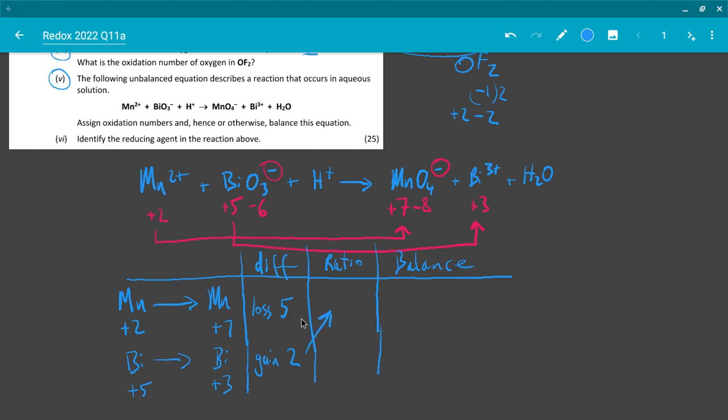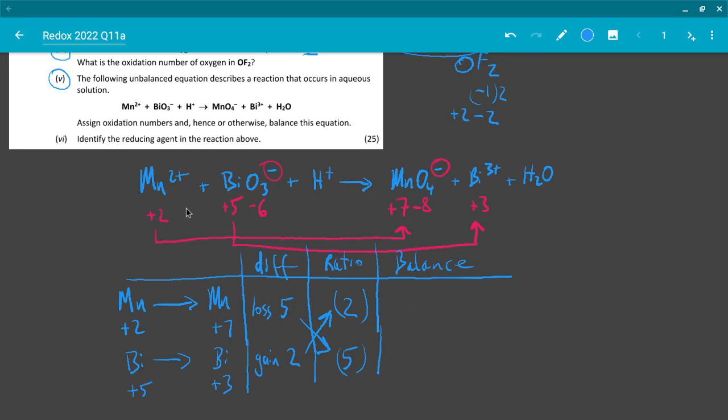Now we cross multiply to get the ratio. And the reason why we do that is to keep a neutral budget. If we're losing 5, then 5 must be gained. So this ratio isn't a 1-to-1 because 1 atom of manganese is losing 5, whereas 1 atom of bismuth is gaining 2. So we need to get a factor to multiply it by, and that's 2 and 5 there.